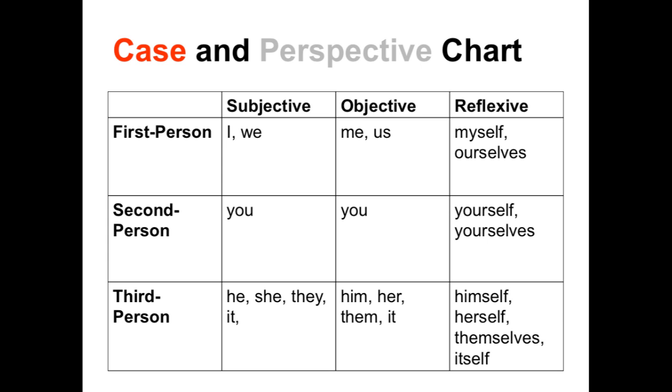The second person pronoun that is in subjective case is you. In objective case, it is also you, which makes it pretty hard to mess up. But in reflexive case, it can be either yourself or yourselves. Third person pronoun subjective case is he, she, they, or it. Third person pronoun in objective case: him, her, them, it. And third person pronouns in reflexive case are himself, herself, themselves, or itself.